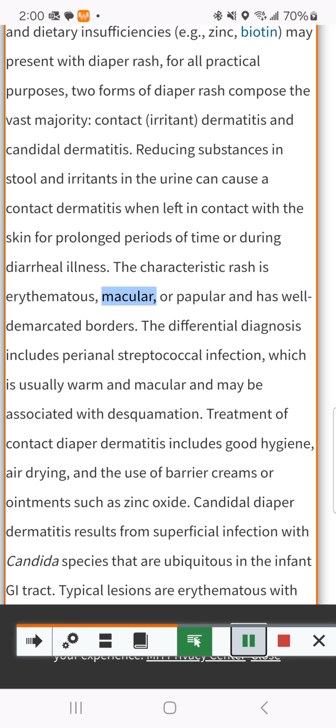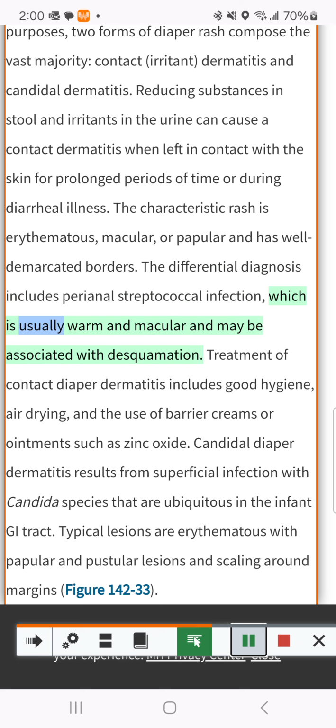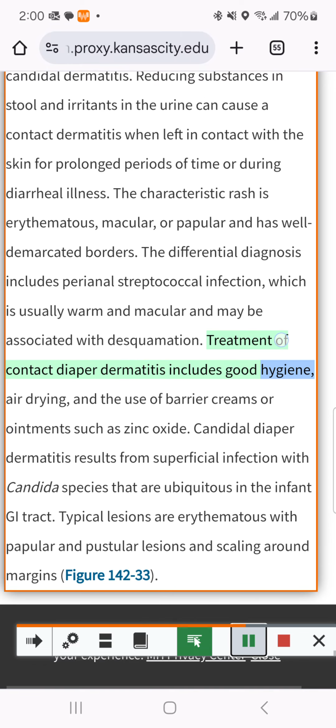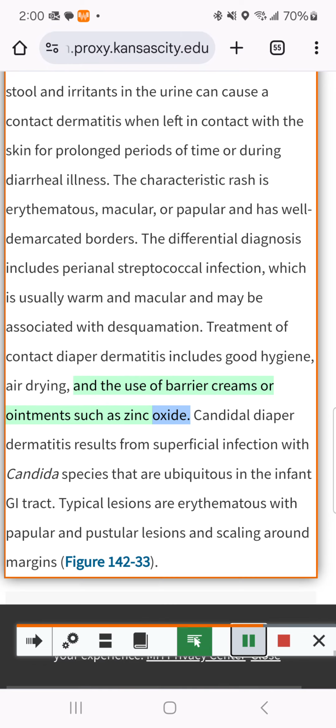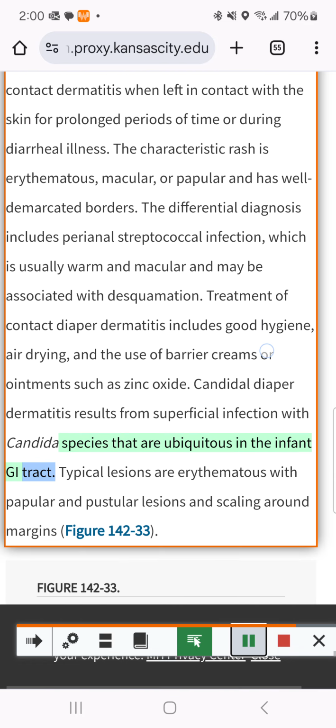The characteristic rash is erythematous, macular, or papular and has well-demarcated borders. The differential diagnosis includes perianal streptococcal infection, which is usually warm and macular and may be associated with desquamation. Treatment of contact diaper dermatitis includes good hygiene, air drying, and the use of barrier creams or ointments such as zinc oxide. Candidal diaper dermatitis results from superficial infection with Candida species that are ubiquitous in the infant GI tract.